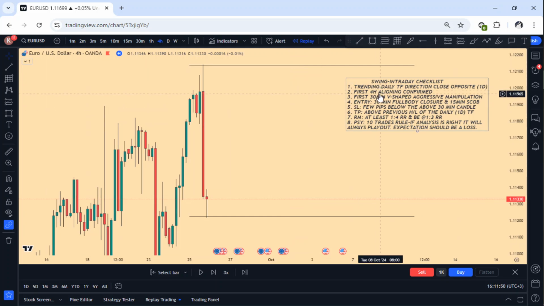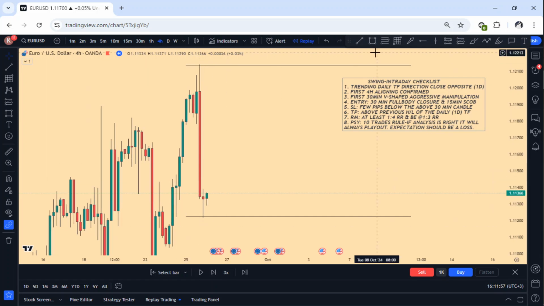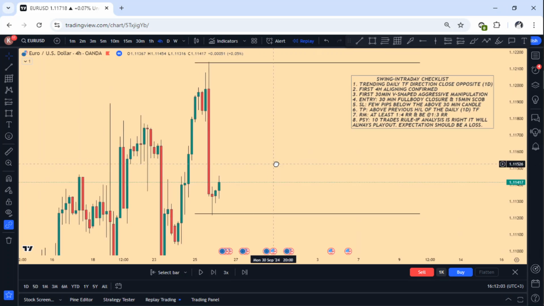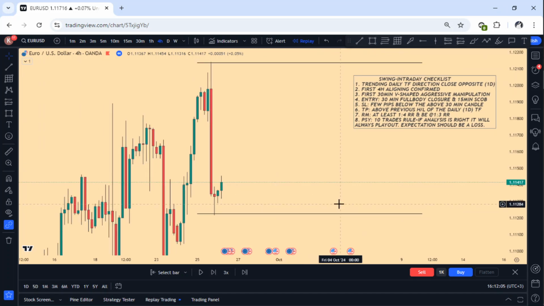Again, after that we wait for the first 4 hours to align. So the first one does not align because the high of this is not taken. Again, that one aligns nicely, as you can see. So that one has aligned.